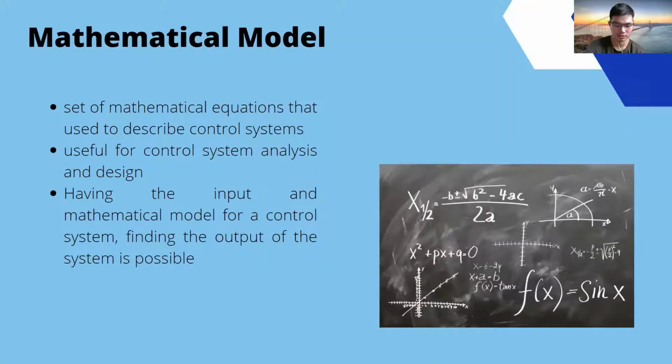mathematical model. For your information, a mathematical model is a set of mathematical equations used to describe a control system. This model is used for control system analysis and design. Having the input and mathematical model for the control system, finding the output of the system is possible, where after the input and output are known, the control system can be designed by discovering the mathematical model. In this case, by unit feedback, the control method utilizes a continuous control method, where the system control process is shown in the next slide.